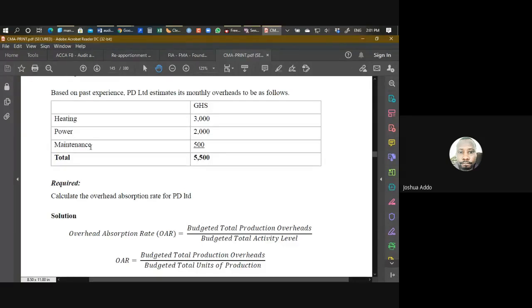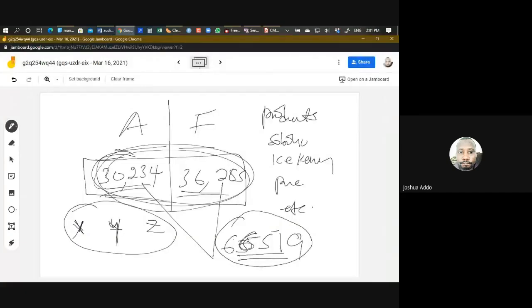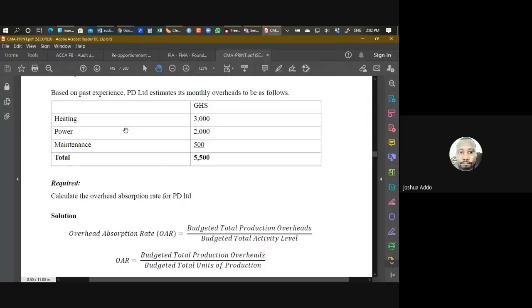It depends on the kind of products they are doing. That will make them have these as production departments. But per the question, this is what we have. So just like I showed you from my writing board, departments A and B giving us 30,234 and 36,285 respectively, the sum of which is 66,519. A similar thing is being shown here. These are individual production departments and their respective monthly overheads summing to this 55,000.